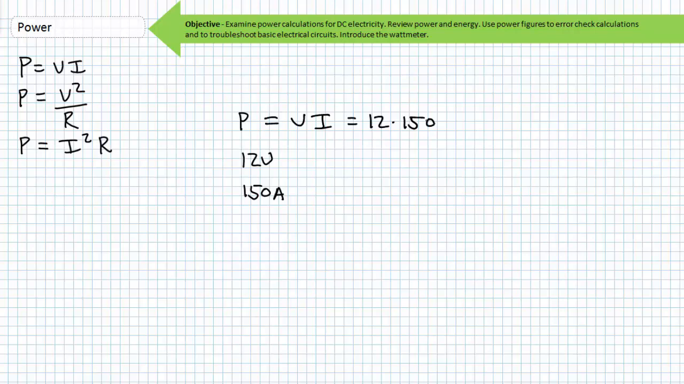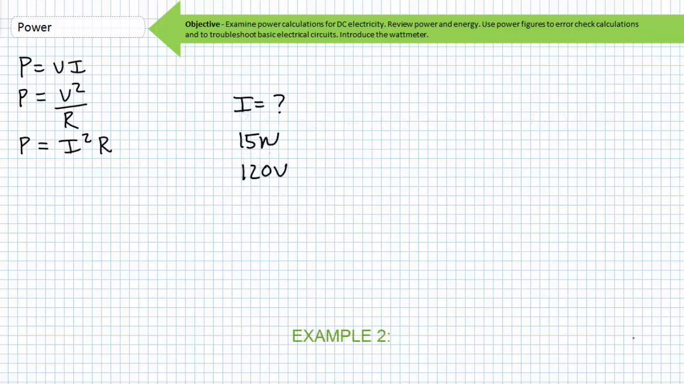12 volts times 150 amps yields 1,800 watts, or in proper engineering format, 1.8 kilowatts. Example problem 2. What is the current draw for a 15-watt compact fluorescent light bulb supplied by 120 volts? If power equals voltage times current, via algebraic manipulation, current equals power divided by voltage. 15 watts divided by 120 volts yields 125 milliamperes of current.